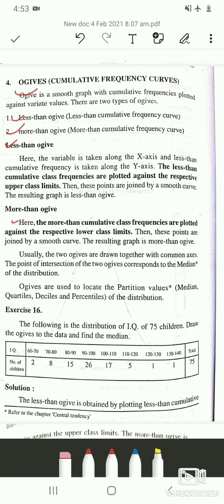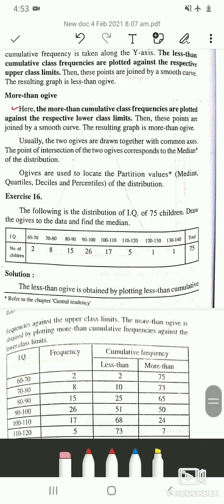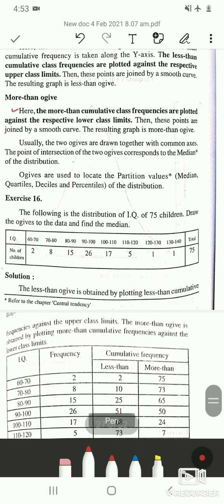So let us see examples. The first one is: the following is the distribution of IQ of 75 children. Draw the two ogives for the data and find the median. So to get the median, we have to plot the less than ogive as well as the more than ogive. They have given IQ in terms of class intervals 60 to 70, 70 to 80, and so on till 130 to 140, and the corresponding frequencies, that is the number of children, which total 75.